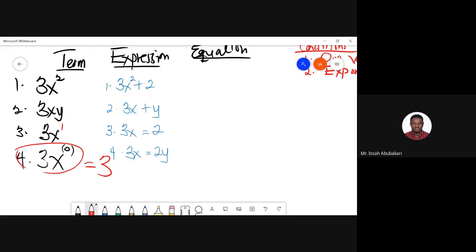Number 2 is not a linear expression because it's having two variables. Number 3 qualifies to be a linear expression because it is having one variable and the variable is having exponent 1. And the last question is not.